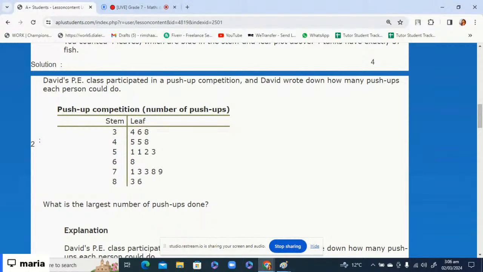So what is the largest number of push-ups done? We need to find the largest number here. First we just see the stem. Let's see the stem, that is 34, 36, and 38. But here is 45, 45, 48. Then it's 51, 51, 52, and 53. Now here it's 68. Now for here that is 71, 73, 73, 78, 79. And now for 8 is 83 and 86.